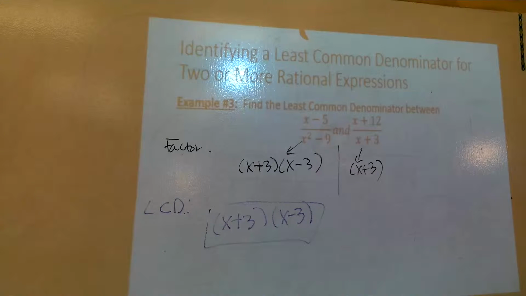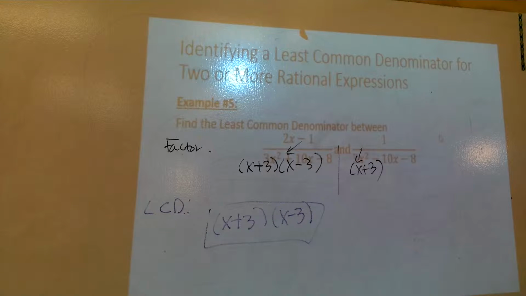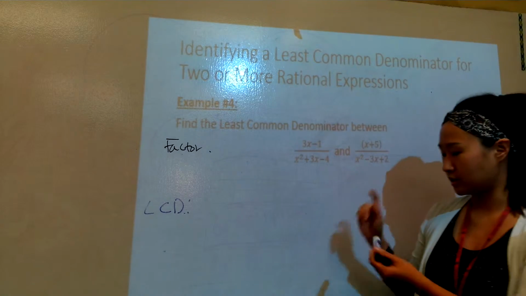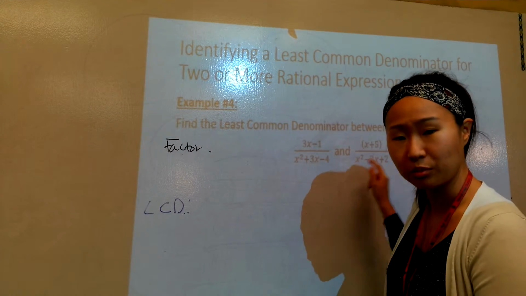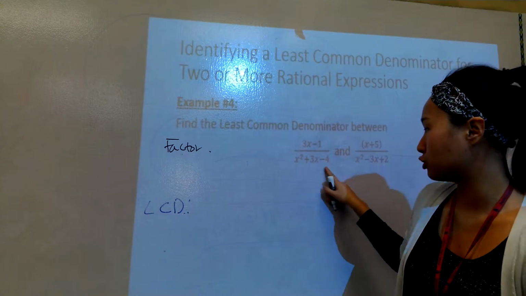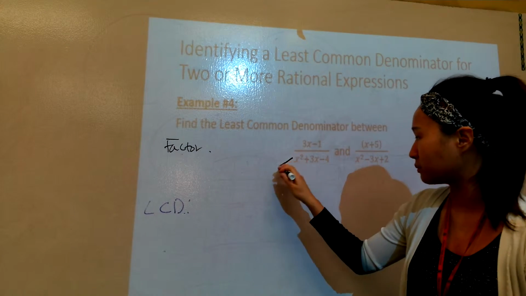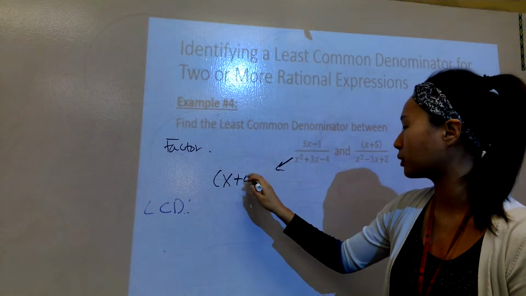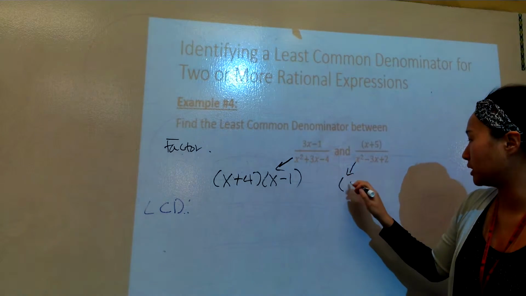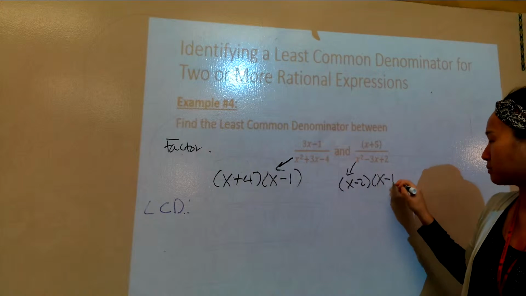There's nothing hard about this. Let's do example 4. Find the least common denominator between this and this. So once again, I noticed that they're not the same thing. That means we have to factor them so that I can look at one at a time. This one requires you to do quadratic ABC factoring. I'm going to skip the work. You're going to get x plus 4 times x minus 1. The second denominator's factors are going to be x minus 2 times x minus 1.